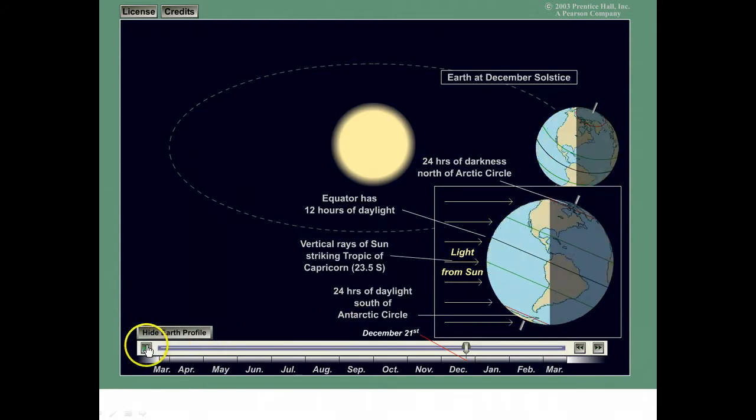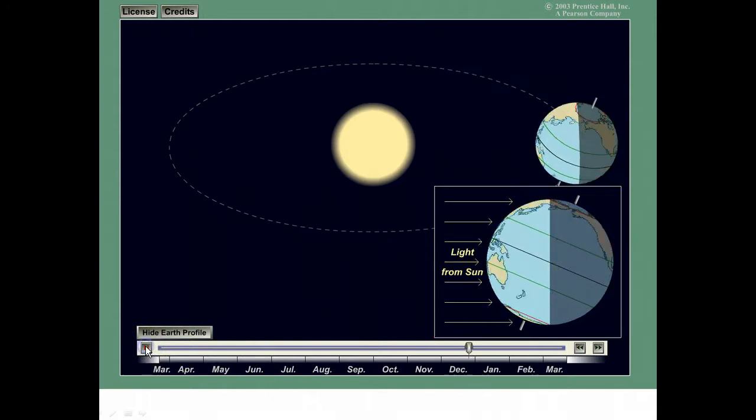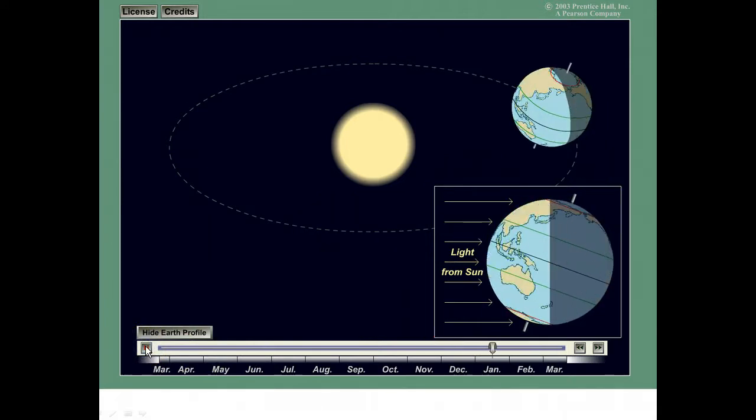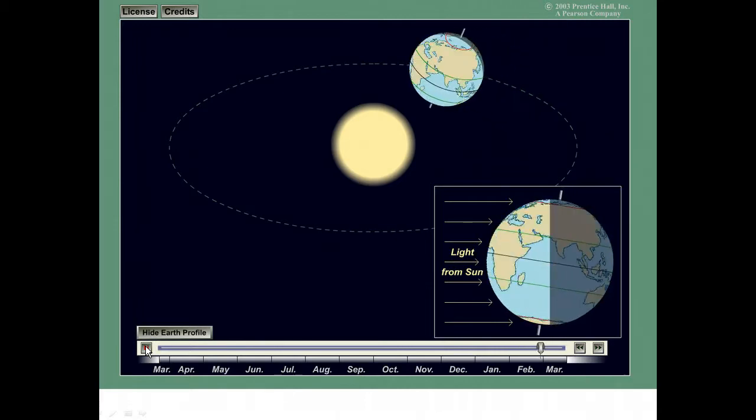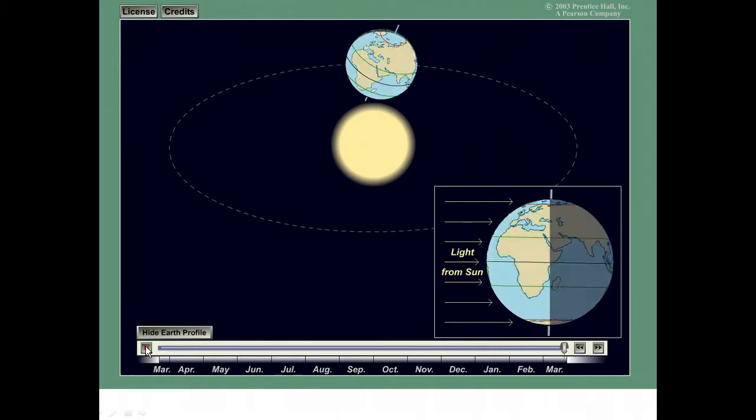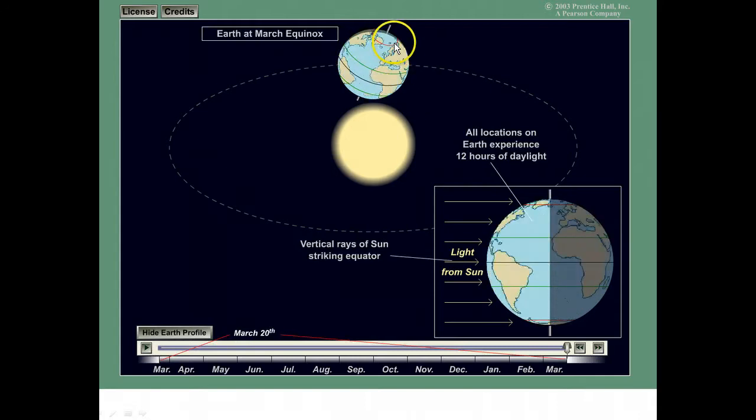If I hit play to show the Earth progressing through its orbit, we'll get towards more where we are right now, which is, by the way, February 23rd. It's a Monday, and as you can see, we're getting closer and closer to that. We passed that, and now we're up to March 21st. In this case, it says March 20th. It could be the 21st, the 22nd, or sometimes even the 23rd.